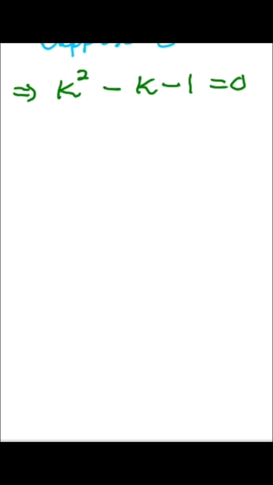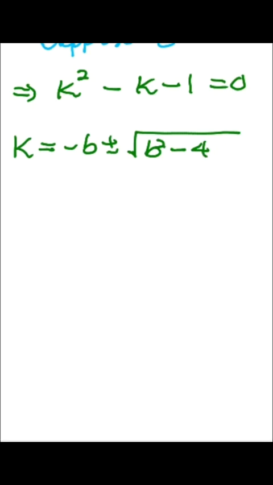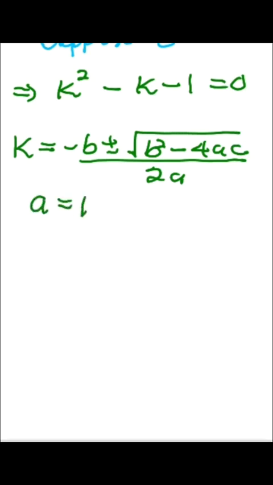So this is a quadratic equation, and we use the quadratic formula, here using k. k equals negative b plus or minus the square root of b squared minus 4ac, all divided by 2a. Here b stands for the coefficient of k, and a stands for the coefficient of k squared. So a equals 1, b is the coefficient of k, which is minus 1, and c is the constant, so c is also minus 1.